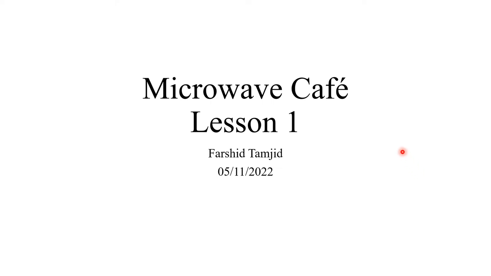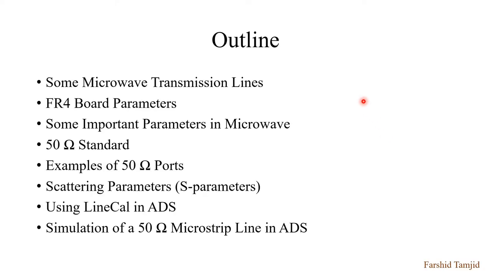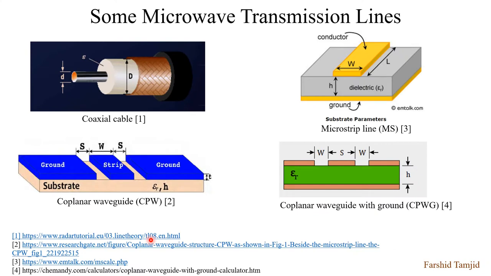I made some slides as an introduction to microwave. First, let's take a look at them. I am going to talk about some transmission lines, FR4 boards, some parameters in microwave that we care about, the 50 ohm standard, examples of 50 ohm ports, scattering parameters, using LineCalc in ADS, and simulation of a 50 ohm microstrip line in ADS. I try to provide the references of what I'm using in my slides so you can follow that if you want more information.